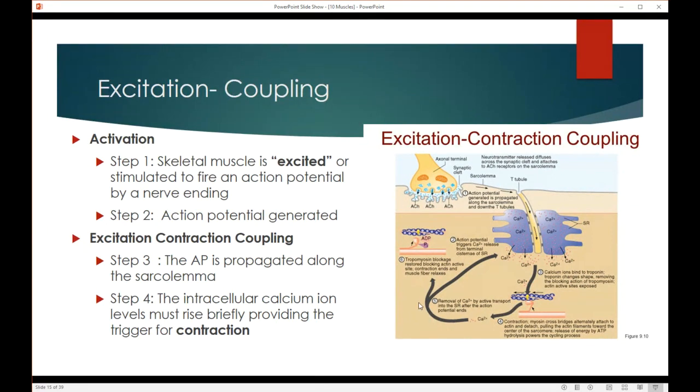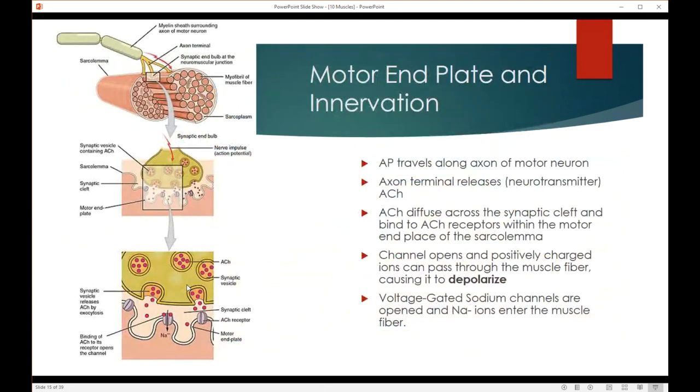Okay, then we have to get some removal of the calcium by active transport into the sarcoplasmic reticulum. When we start to remove that calcium, the tropomyosin blockage becomes restored. Okay, so then we block that actin active site again. The contraction ends and the muscle fiber can release. Okay, so that happens at that motor end plate, at that neuromuscular junction.